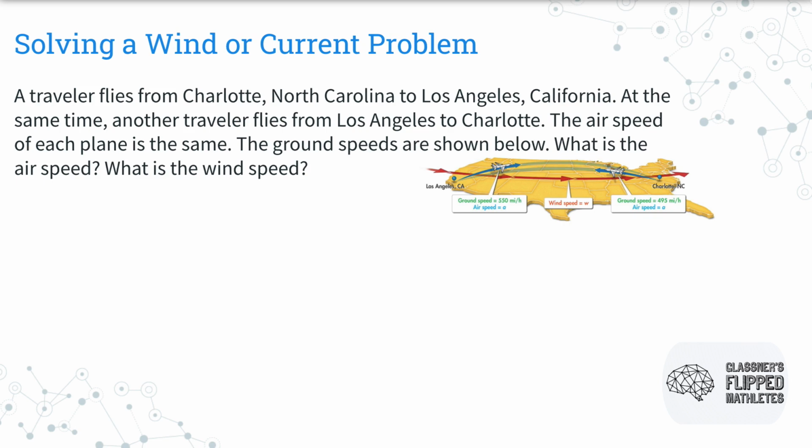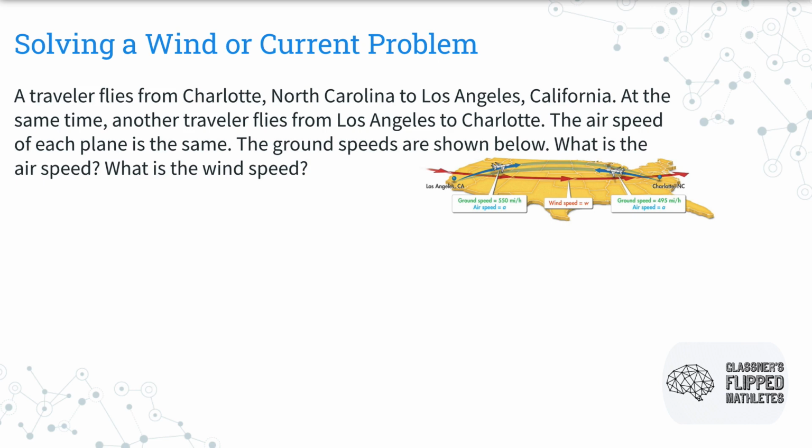So you can see the Los Angeles flight moving 550 miles per hour. And we're going to Charlotte, and the wind is traveling from west to east like normal. And then the Charlotte one is going from Charlotte to Los Angeles, but it is only going 495 miles per hour because that wind is pushing into it. So the plane from Charlotte is experiencing headwind, while the plane from Los Angeles is experiencing tailwind.